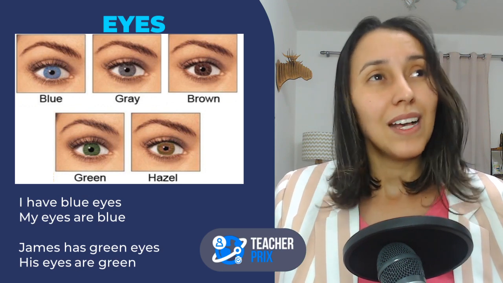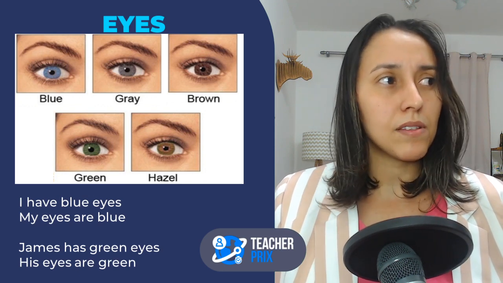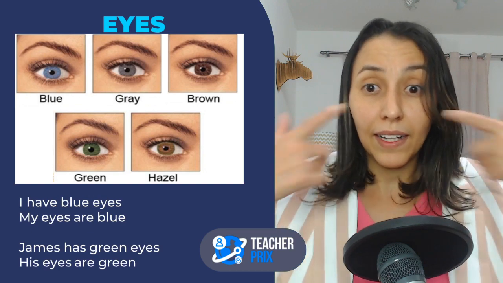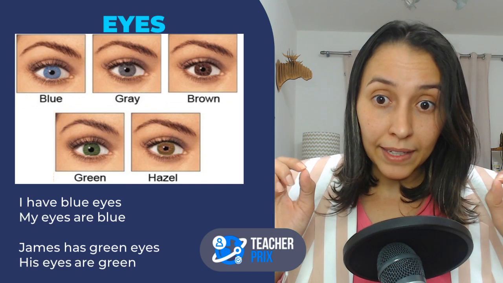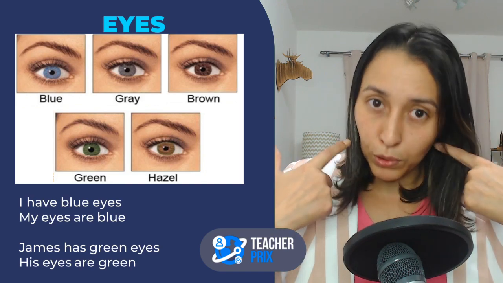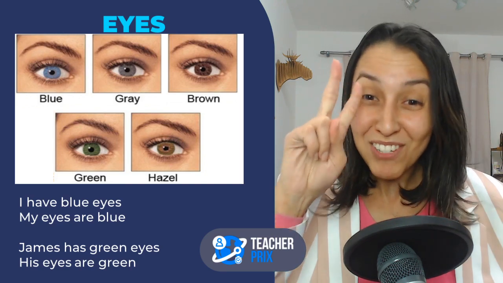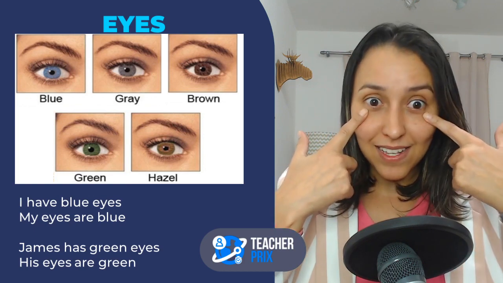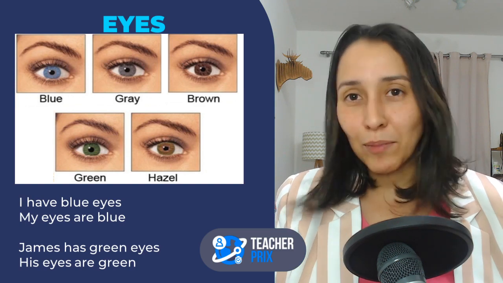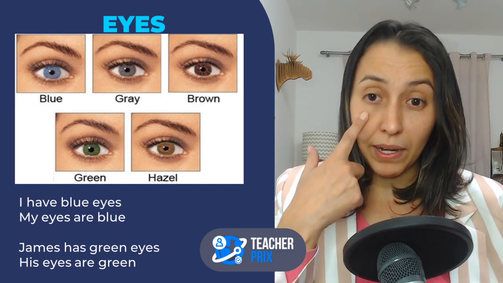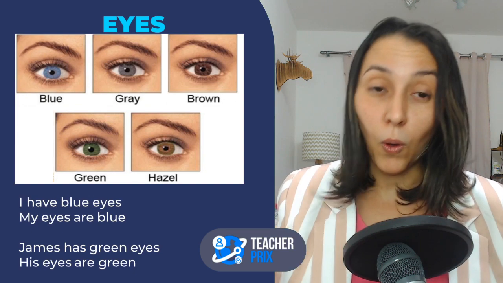Personally, have I ever seen someone with hazel eyes? I'm not sure. Brown eyes. My eyes are brown. So you see, very basic English. My eyes, in the plural, because I'm not a pirate. I have two eyes. So my eyes are blue. No, they are not blue. My eyes are brown. Oh well.